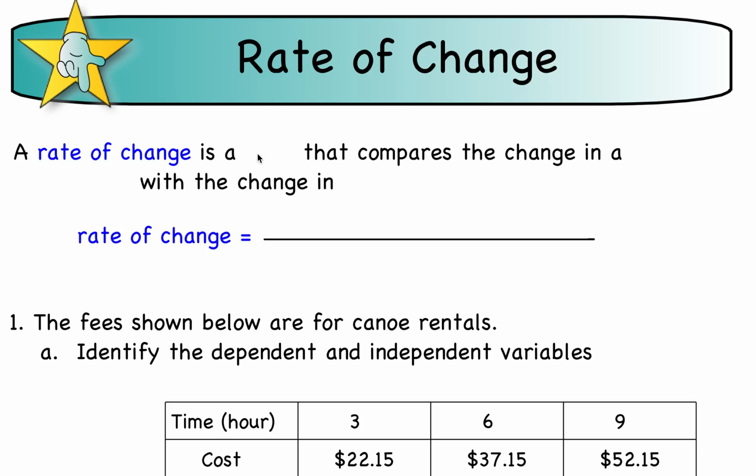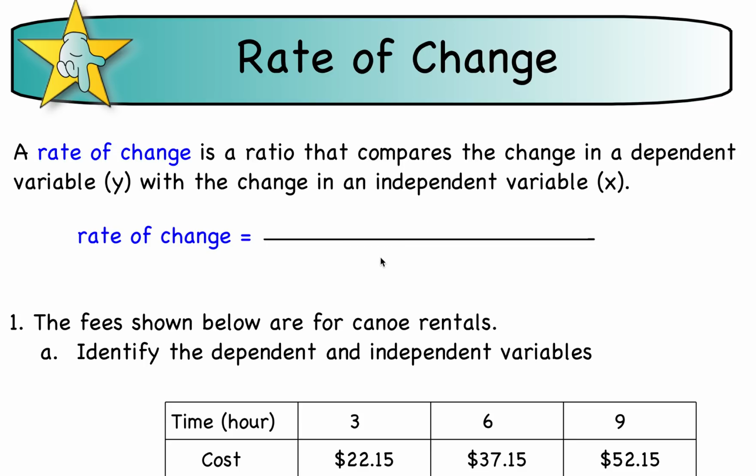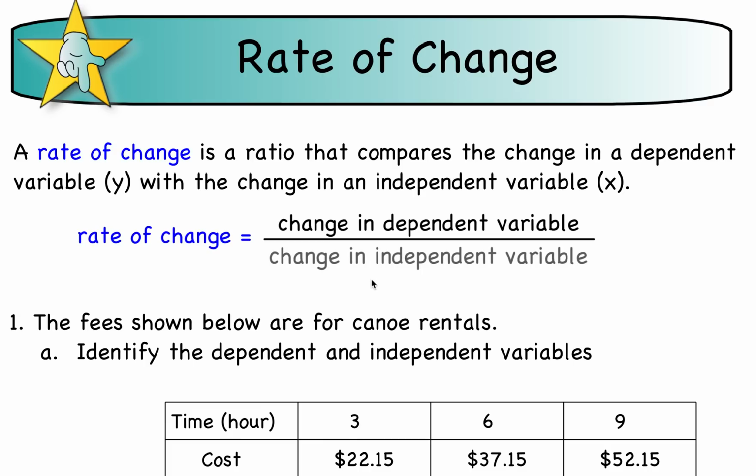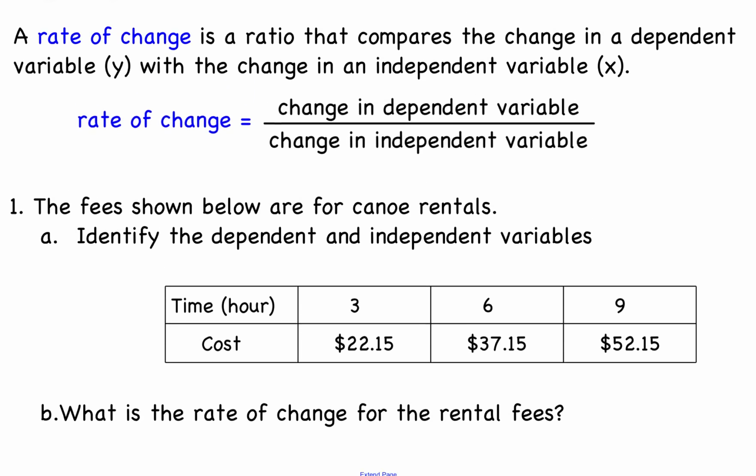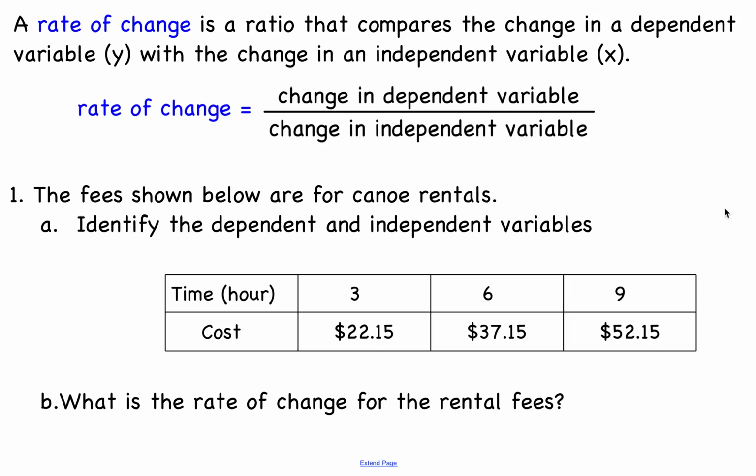A rate of change is a ratio that compares the change in a dependent variable y with the change in an independent variable x. We can write that rate of change in this way, where we have the change in the dependent variable on the top and the change in the independent variable on the bottom. So let's look at an example.